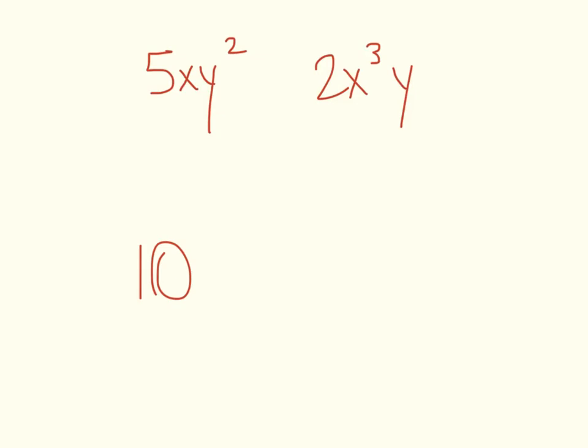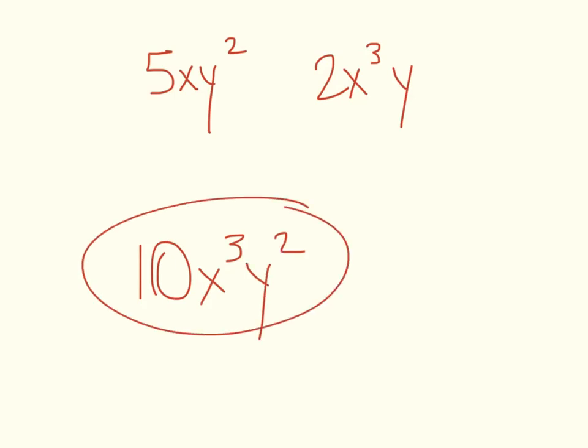Then you start looking at the variables, and you look at the variables each separately. So let's look at x's first. We have an x to the 1 and an x cubed. You want the biggest one. So between an x to the 1 and an x cubed, the biggest one is x cubed. Then you look at the y's. Between a y squared and a y to the 1, the biggest one is y squared. That would be our common denominator, or our LCD.